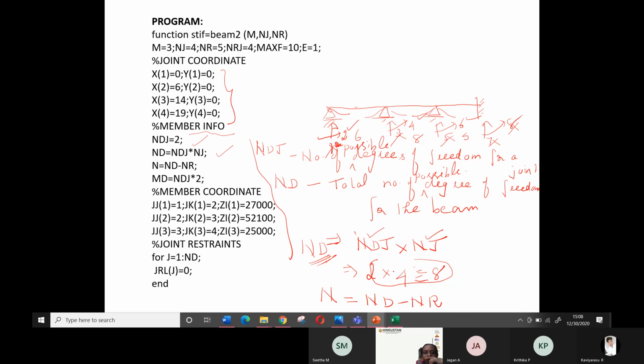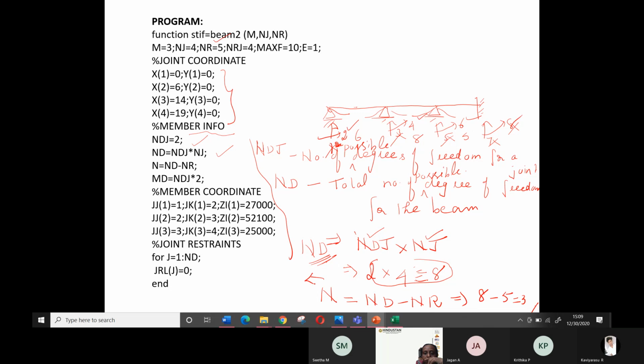NR we have already calculated. Am I correct? I have given the value of NR as 5. So N is equal to ND minus NR, which is 8 minus 5, that is equal to 3. So N is the, write down.